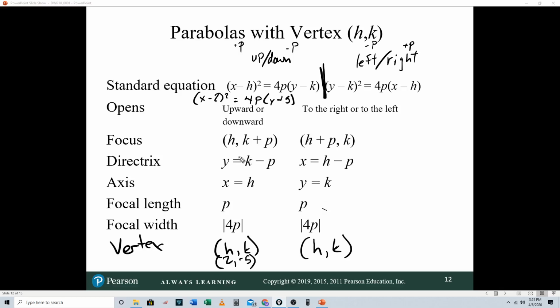The focus, if it's opening upward, is going to change the y value. If it's opening to the left or right, horizontally, it's going to change the x value. The directrix for opening vertically will be a horizontal line, which is y equals k minus p. If it's opening left or right, the directrix will be a vertical line. And these don't change at all. Focal length.